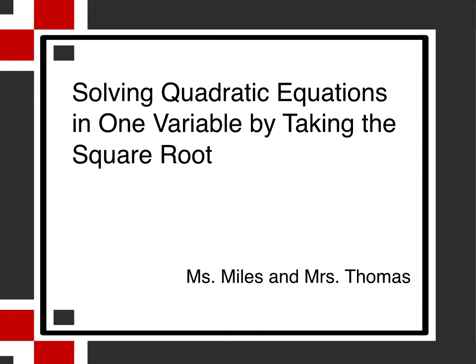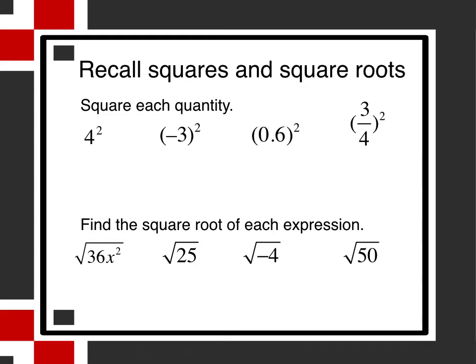Solving quadratic equations in one variable by taking the square root. Remember, to square a number means multiply it by itself. So 4 squared is 16. Negative 3 times negative 3 is 9. 0.6 times 0.6 is 36 hundredths. 3/4 squared is 9/16.